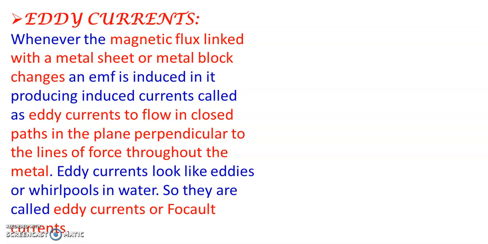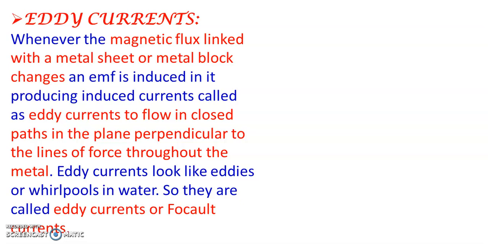These eddy currents pass in the plane perpendicular to the lines of force throughout the metal. They are named eddy because they look like the eddies or the whirlpools in waters. They are also called the Foucault currents.